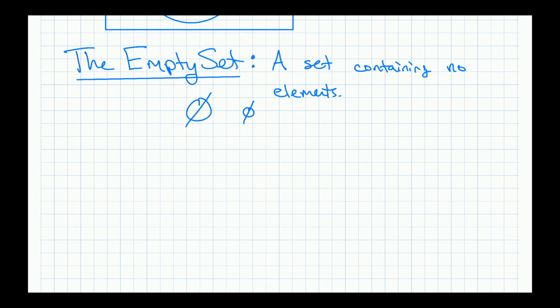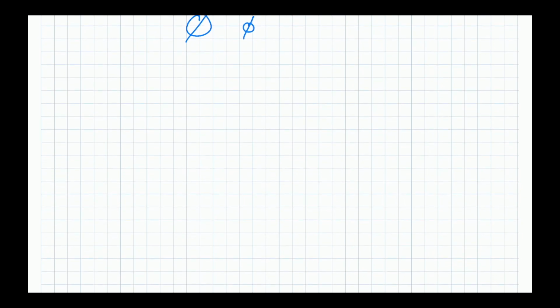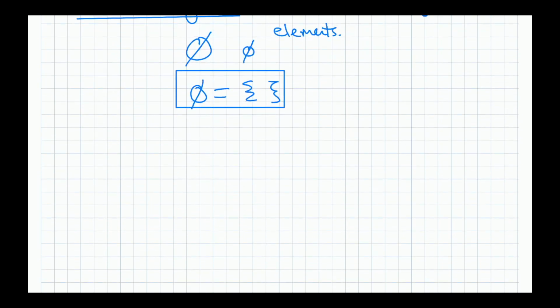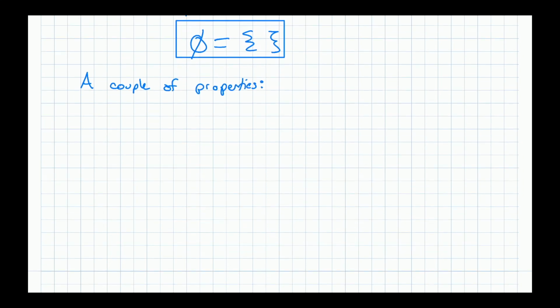Okay, so what is it? It is the set. Here it is. Nothing in it, right? So curly braces, I used roster notation. It is the set with nothing inside of it. Okay. Now, a couple properties that you need to know. One thing, it has 0 elements. Of course, that's the definition.